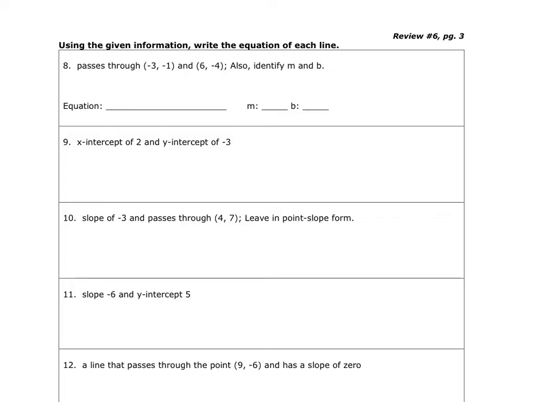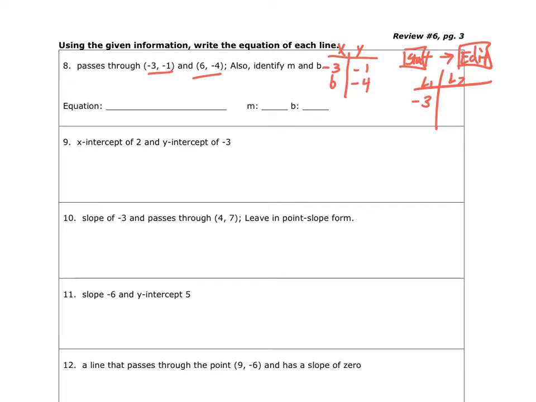All right, so number 8 says, use the given information to write the equation of each line. It says passing through this point and this point, also identify m and b. I know that your teacher has taught you to set up a table. The reason we have you set up that table is so that you don't plug it into the calculator wrong. You're going to press the Stat button, and then press Edit, and put those numbers in L1 and L2.